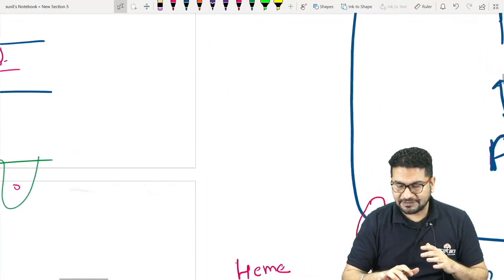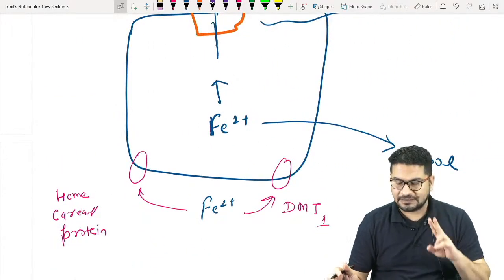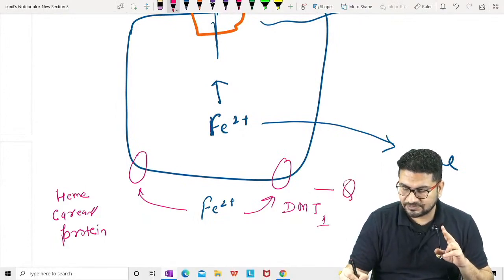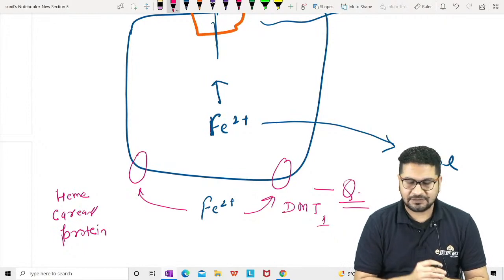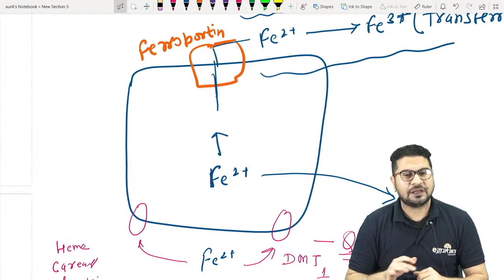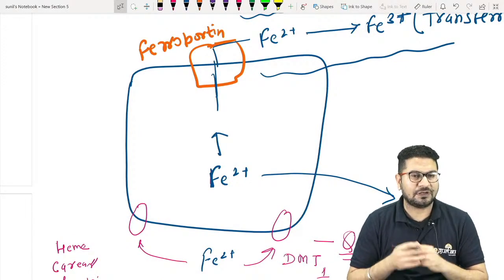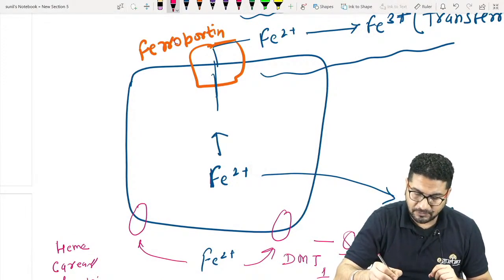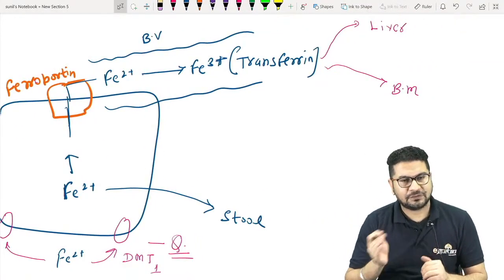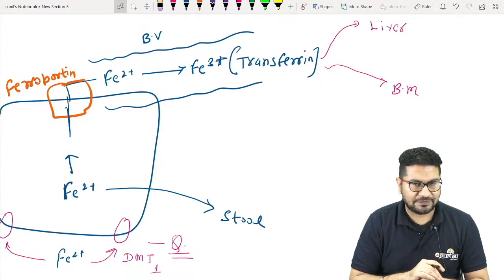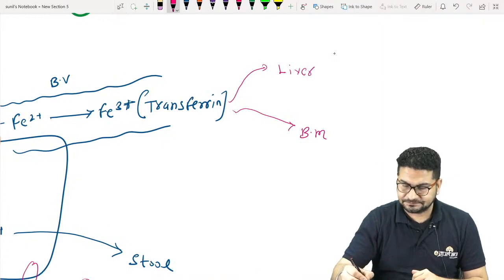So what's happening in the enterocytes? In the enterocyte, it's entering by two transporters, divalent metal transporter, an AIIMS exam question, and heme carrier protein. Then it is going to the blood vessel with the help of a protein called ferroportin. Now understand, it will convert ferrous form back to ferric form. It will merge with transferrin. Then with transferrin, this can go to bone marrow or it can go to liver.